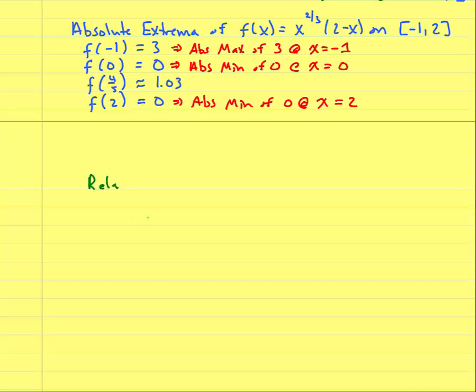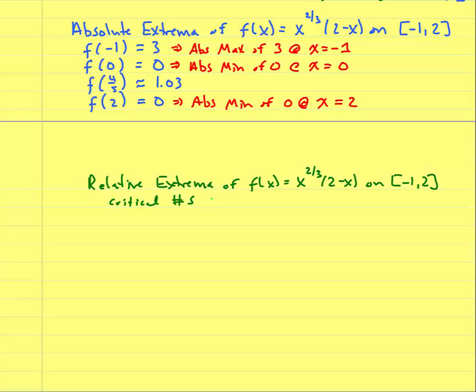So my relative extrema. And I'm only going to look at my relative extrema on the interval from -1 to 2. I'm going to copy that function down again too, just so we don't lose it. Well, I already found my critical numbers. My critical numbers were x equals 0 and x equal 4/5.